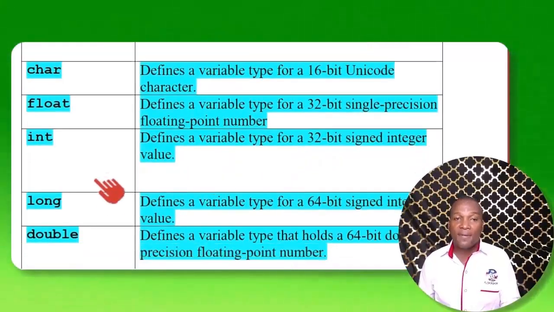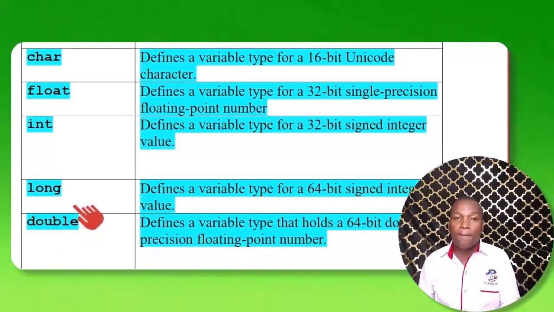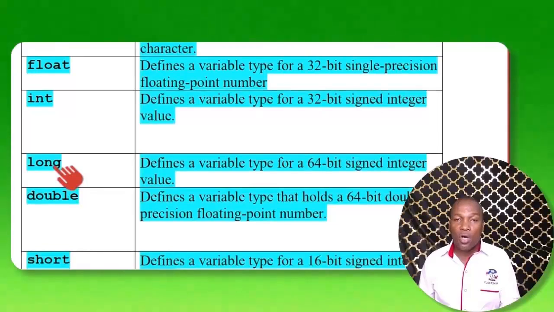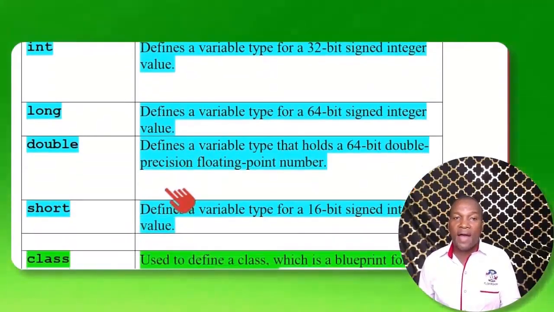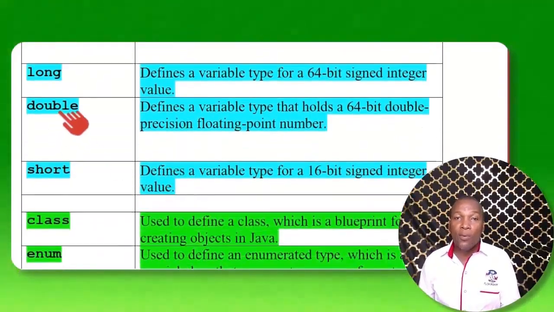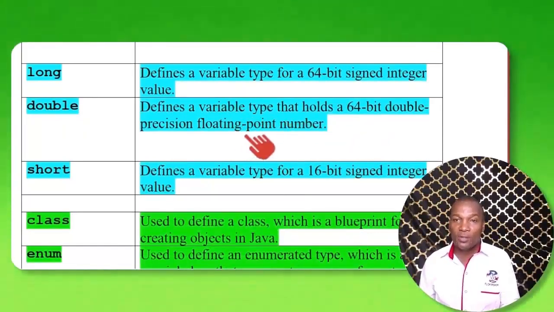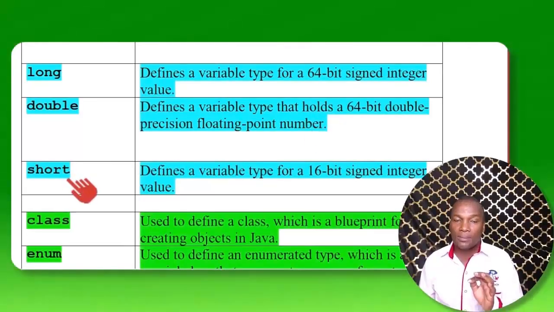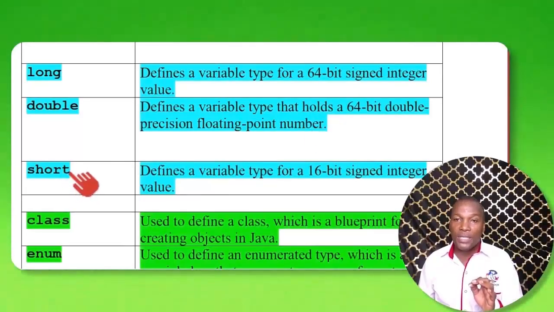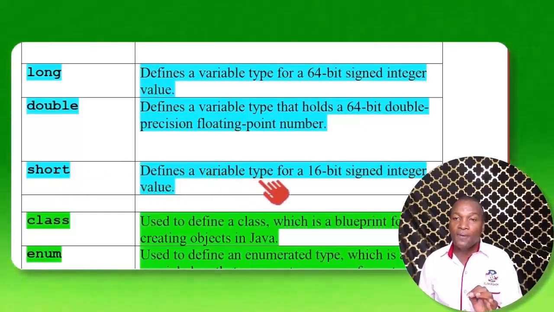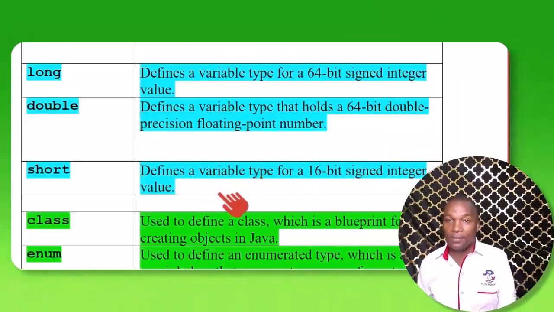Then we have long. Now with long, it defines a variable type for a 64-bit signed integer value. Then we have double. Double defines a variable type that holds a 64-bit double precision floating point number. On the same color, you notice I end with short. It defines a variable type for a 16-bit signed integer value.